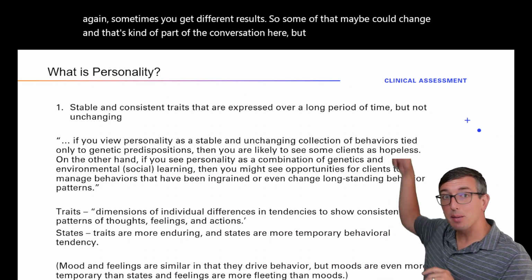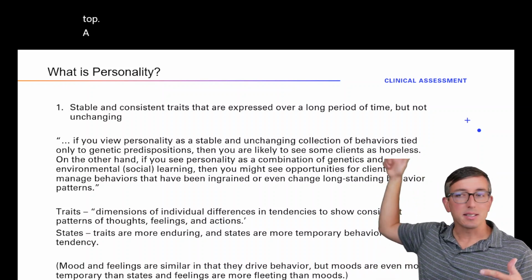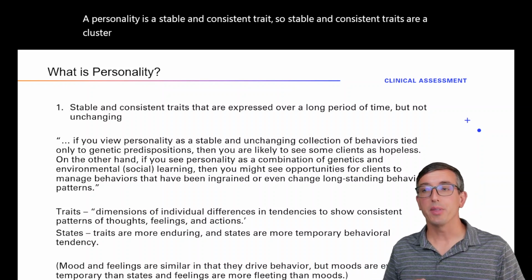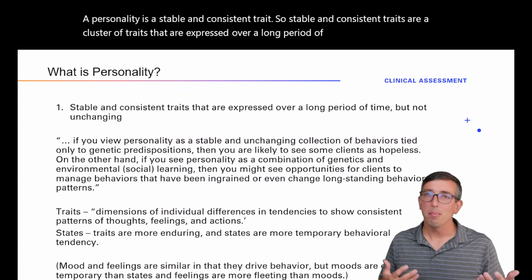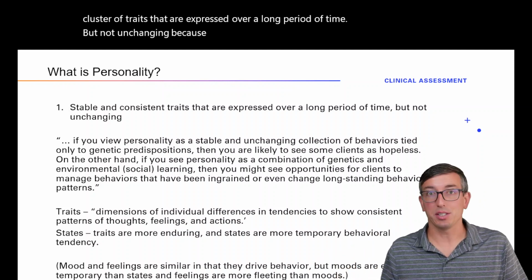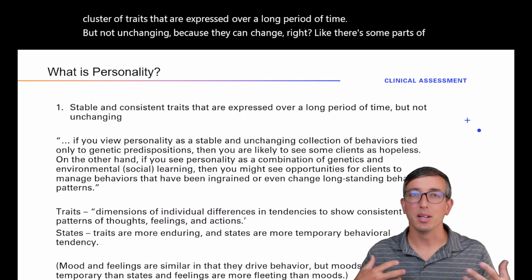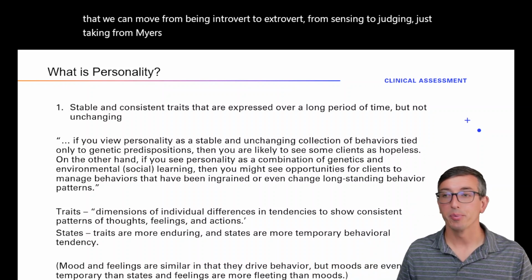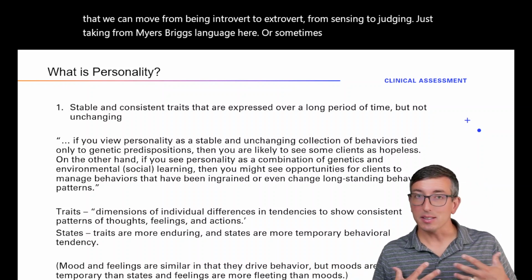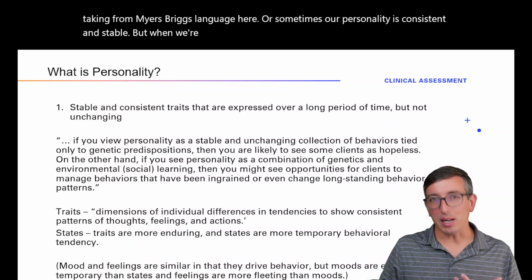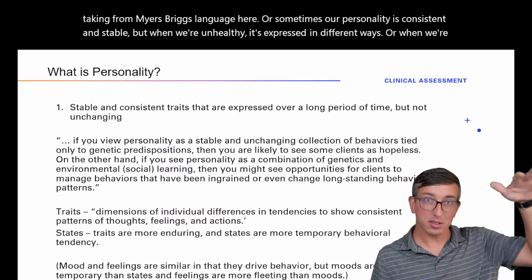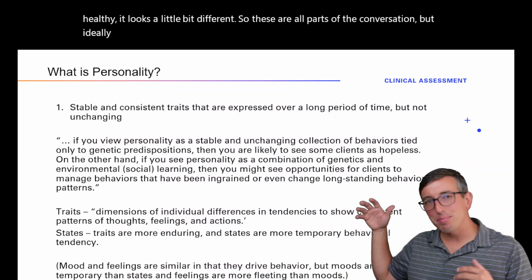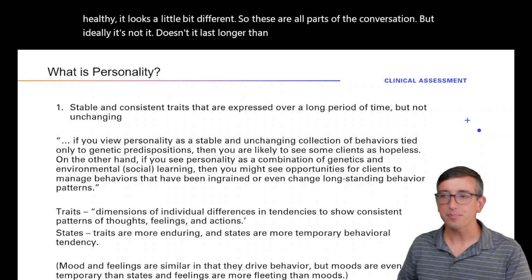But now let's jump back up to the top. A personality is a stable and consistent trait. So stable and consistent traits are a cluster of traits that are expressed over a long period of time, but not unchanging, because they can change, right? There are some parts of us that we can move from being introvert to extrovert, from sensing to judging, just taking from Myers-Briggs language here. Or sometimes our personality is consistent and stable, but when we're unhealthy, it's expressed in different ways, or when we're healthy, it looks a little bit different. So these are all parts of the conversation, but ideally it lasts longer. That's kind of the idea.